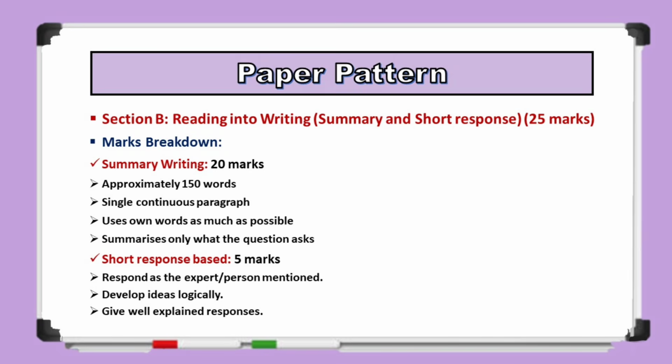The first task is summary writing, worth 20 marks. You will write a summary of approximately 150 words in one continuous paragraph. Your summary should include only the information asked for in the question, and you should use your own words as much as possible rather than copying directly from the passage.